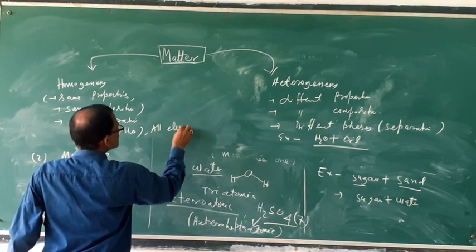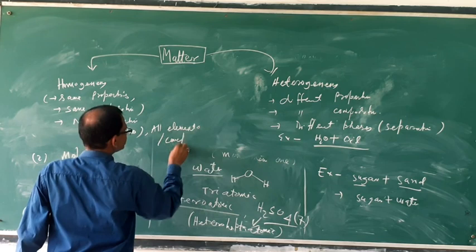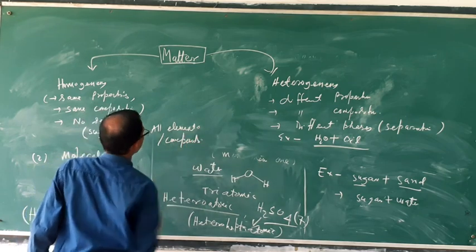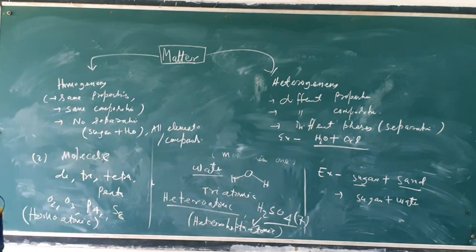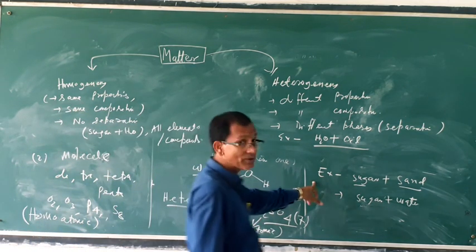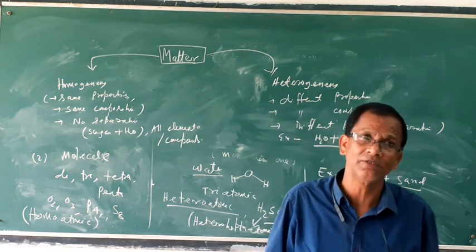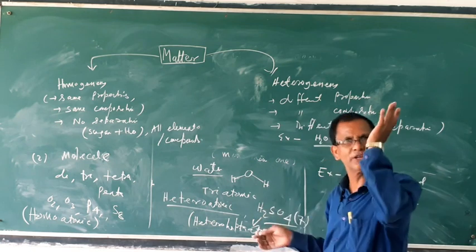All elements, all compounds are homogeneous. All elements are homogeneous. All compounds are homogeneous. And a mixture may be homogeneous. Some mixtures are homogeneous, some mixtures are heterogeneous.